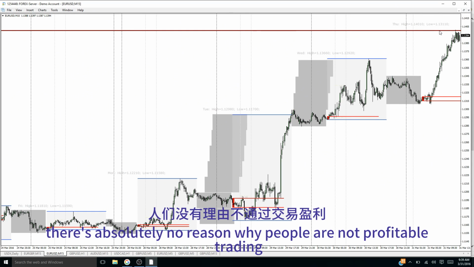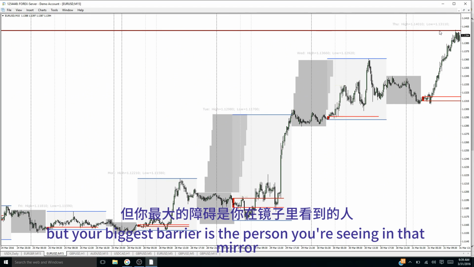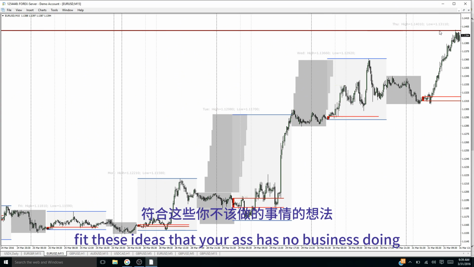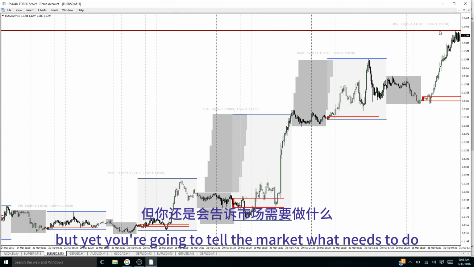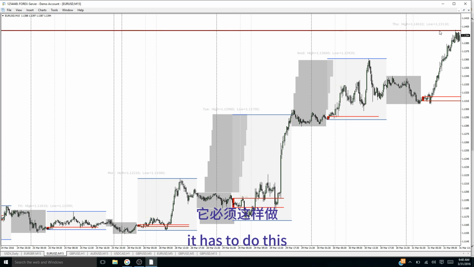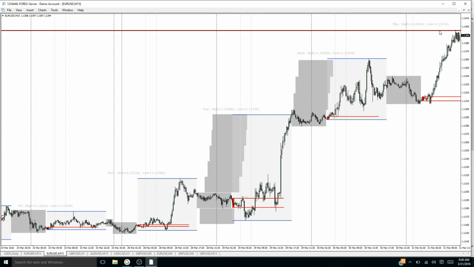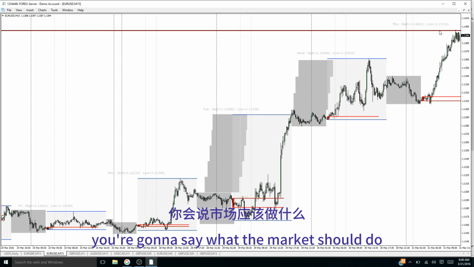There's absolutely no reason why people are not profitable trading. But your biggest barrier is the person you're seeing in that mirror. Because you're trying to form fit these ideas that you have no business doing. You're learning how to be a trader, but yet you're going to tell the market what it needs to do. It has to do this. It won't make sense otherwise. You just started trading. You're going to say what the market should do?